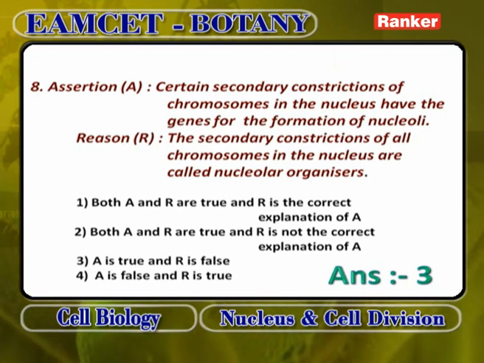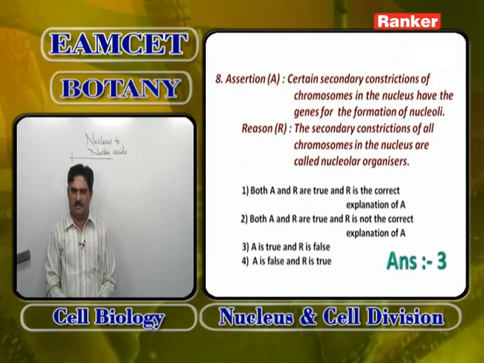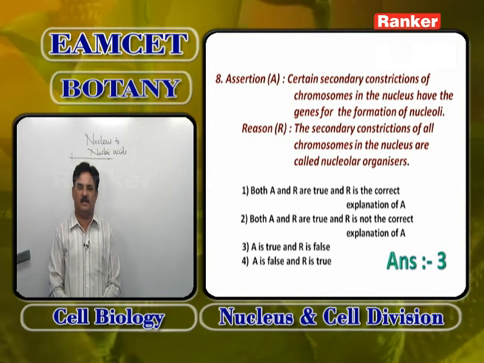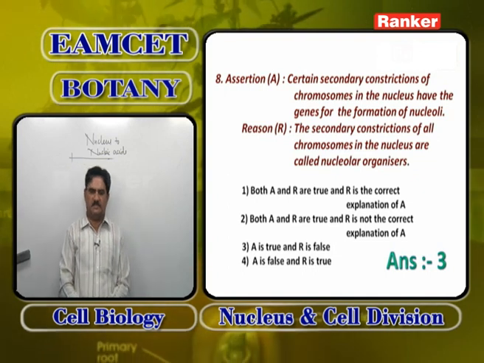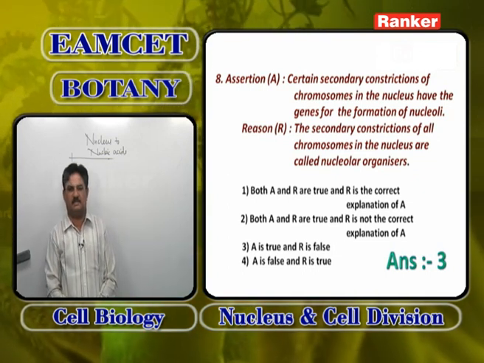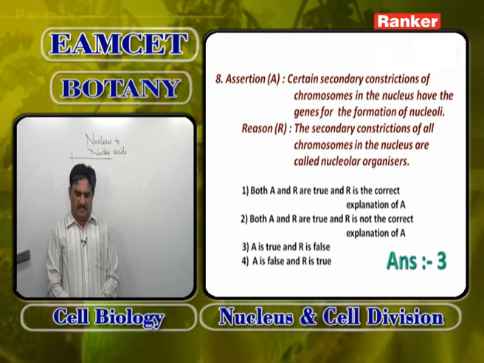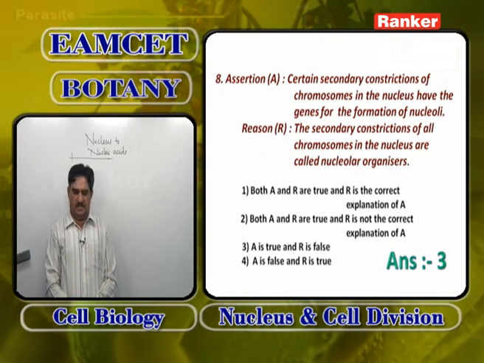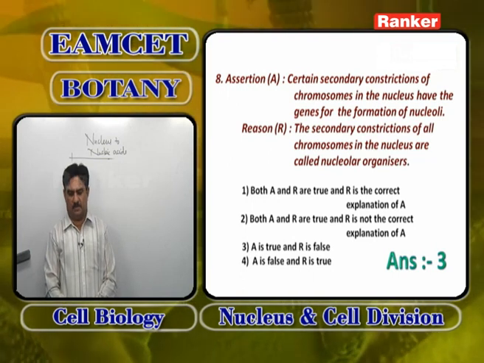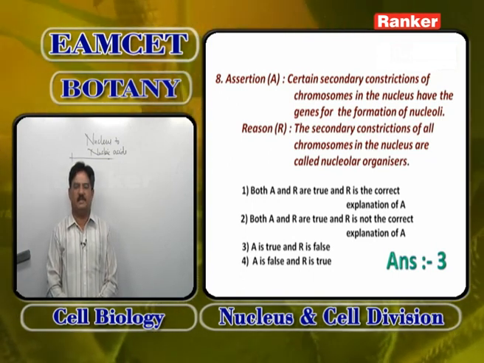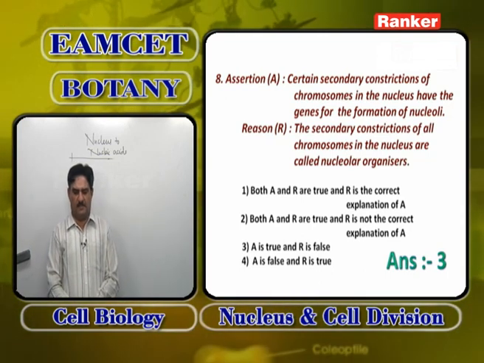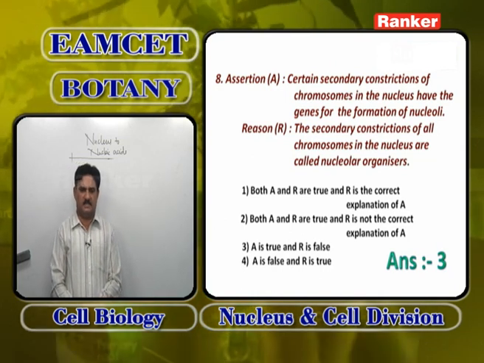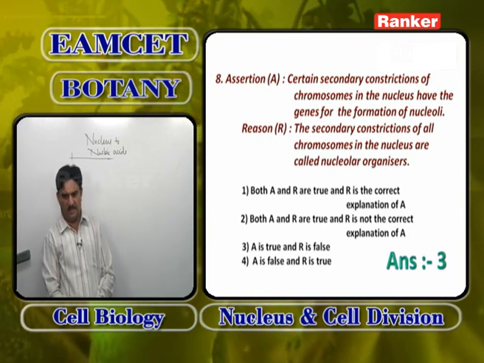is correct. But the secondary constructions of all chromosomes in the nucleolus called nucleolar organizers is wrong, because all secondary constructions cannot be called as nucleolar organizers. Only few are called as nucleolar organizers. So, answer for this is A is true but R is false, because the word certain is used here. Secondary constructions of chromosomes in the nucleus have the genes for formation of nucleoli is absolutely correct. But the secondary constructions of all chromosomes are called nucleolar organizers is wrong. So, A is true, R is false.